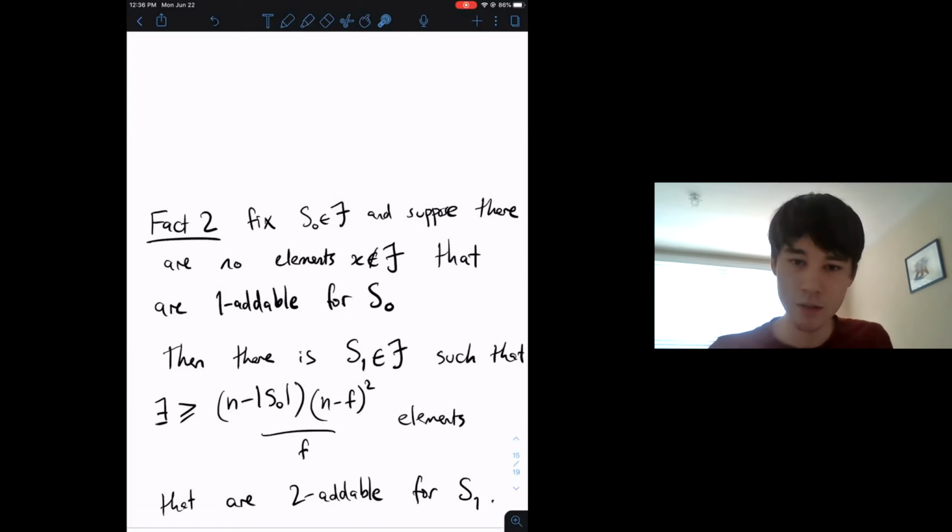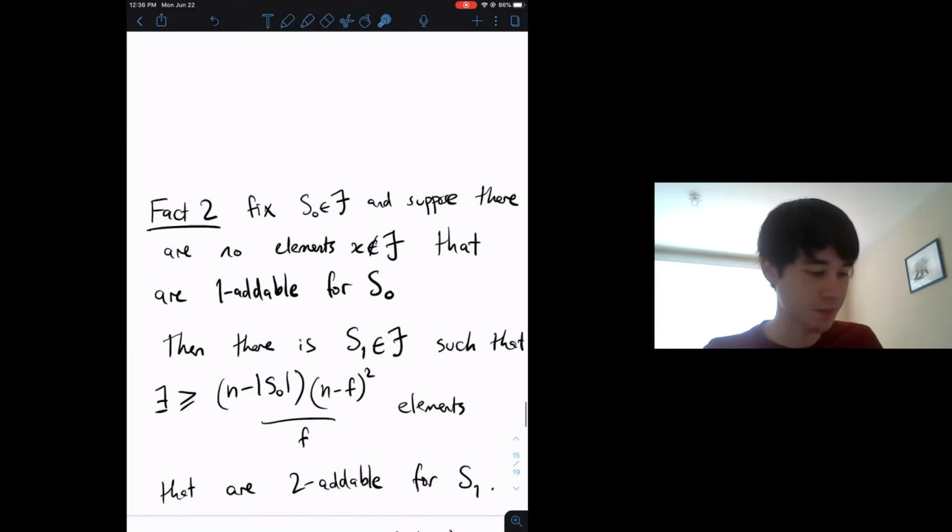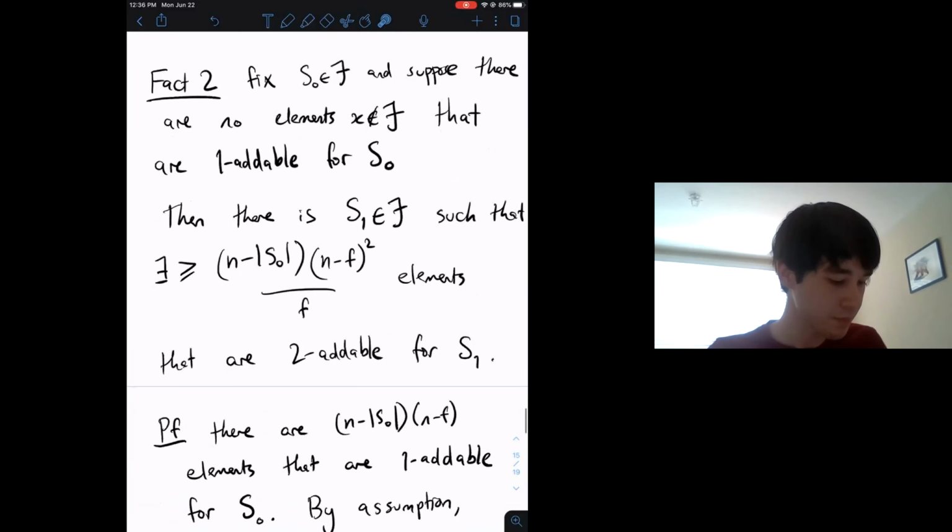Okay, so again, this is not a difficult fact to prove. You get this by applying fact one twice. So fact one was about one-outable elements. Because two-outability is really saying one-outability holds twice, I can just apply fact one twice. The only additional thing I need is a pigeonhole principle. So let's see that.